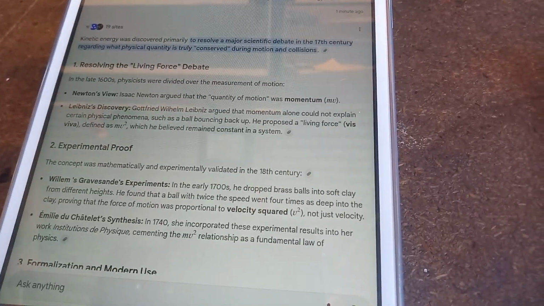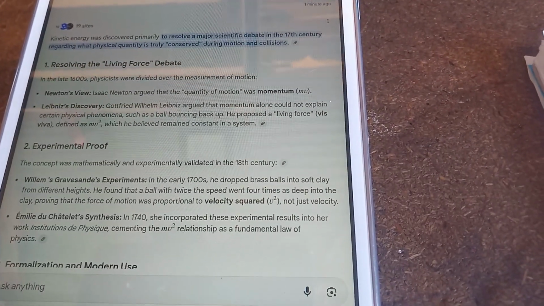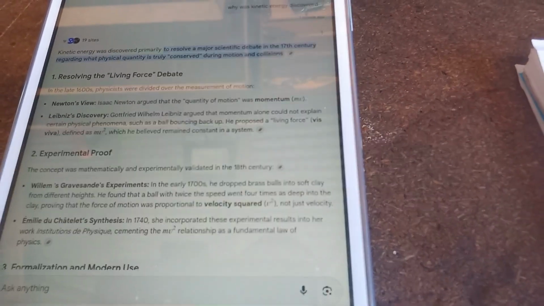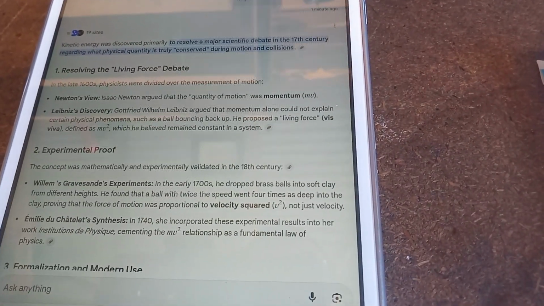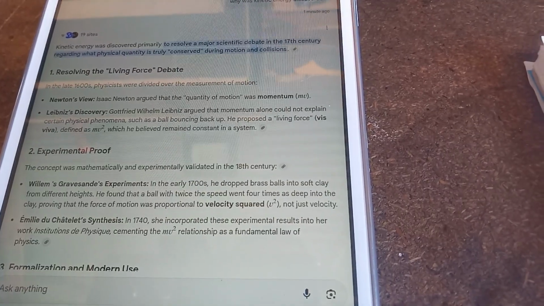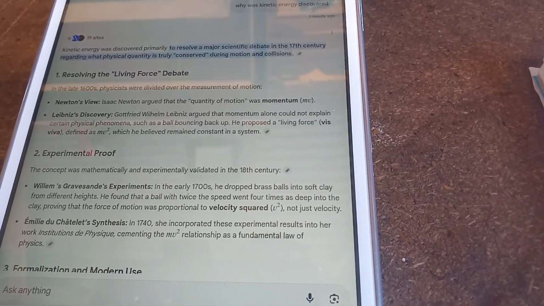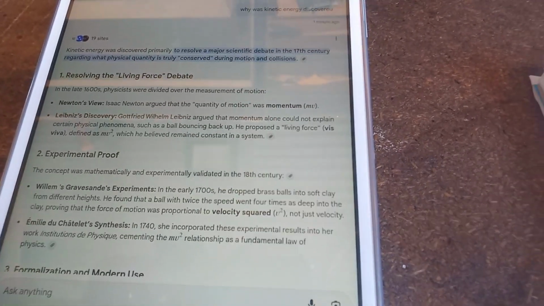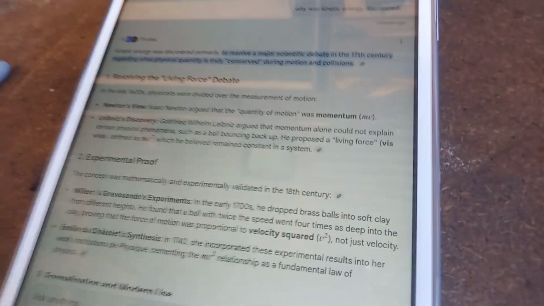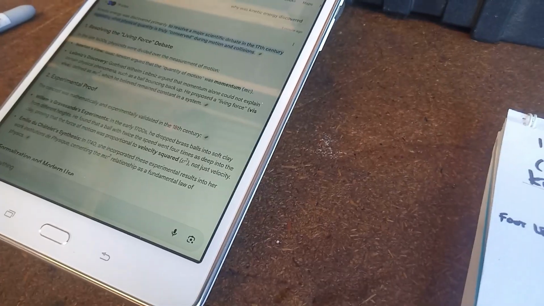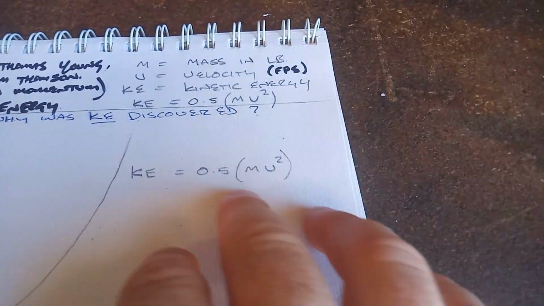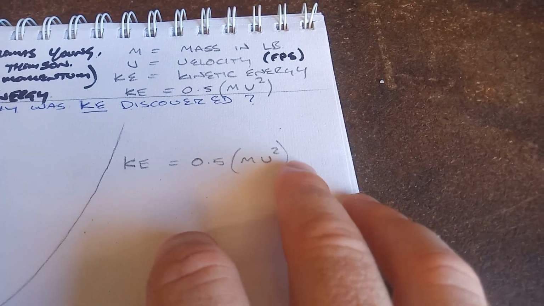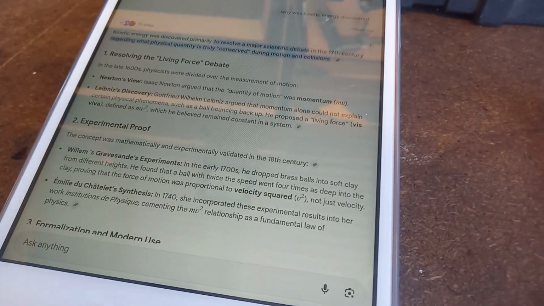A guy called Gottfried Wilhelm Leibniz argued that momentum alone could not explain certain physical phenomena, such as a ball bouncing back up. He proposed a living force, or vis viva, defined as mass times velocity squared, which he believed remained constant in a system. So mass times velocity squared, we can see the remnants of that sort of proto-kinetic energy equation in the kinetic energy equation that we currently have today. So it's mass times velocity squared, right? So it even evolved from what he was proposing.